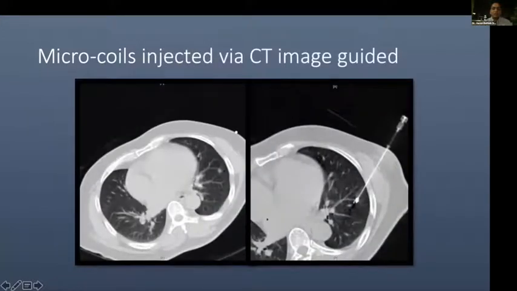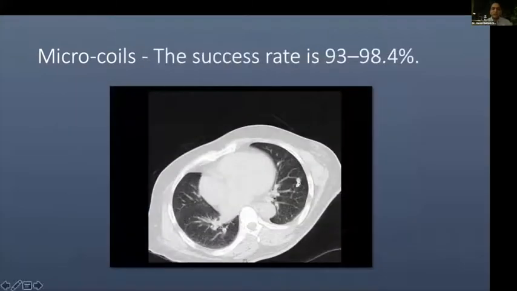So here's an example of a small lesion. They put the coil, and you can see the coil is sitting behind the lesion over here.